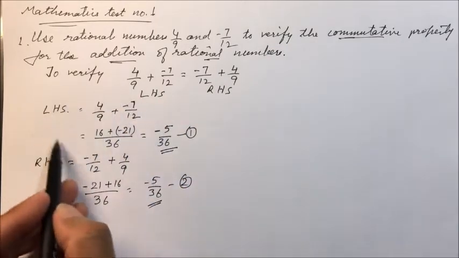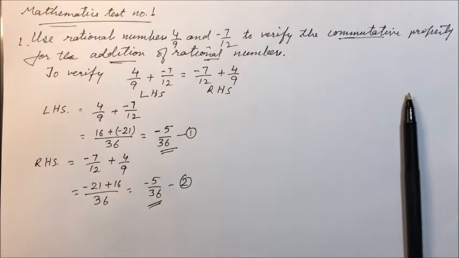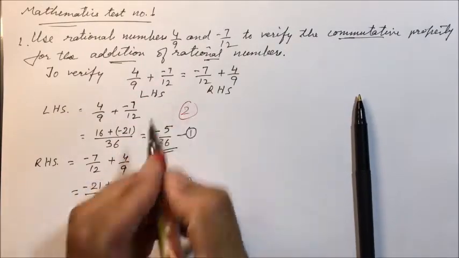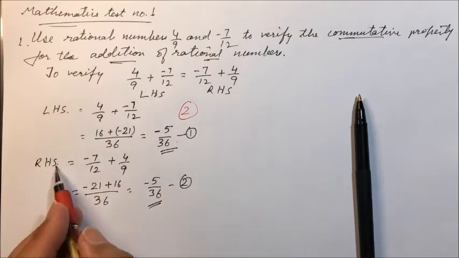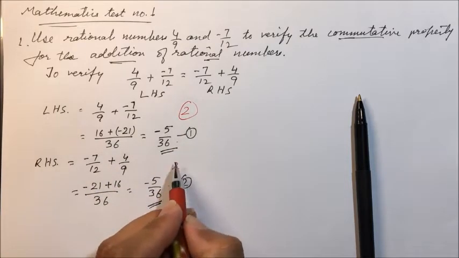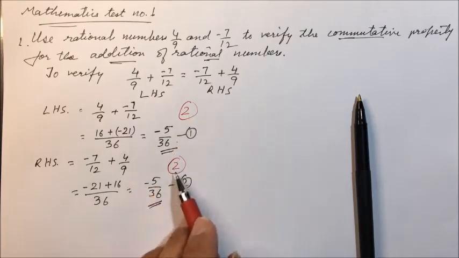So if you have solved LHS correctly, you will mark 2 marks. 2 marks will be for solving LHS correctly. For RHS, if you solve correctly, it will be 2 marks. So 4 you have got.